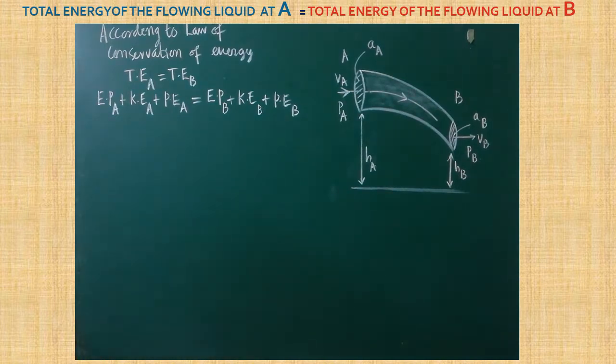Are you clear? That is the thing which is said in the law of conservation of energy. Total energy at A will be equal to the total energy at B. We know the expressions. Already we have derived. All the expressions were already derived.